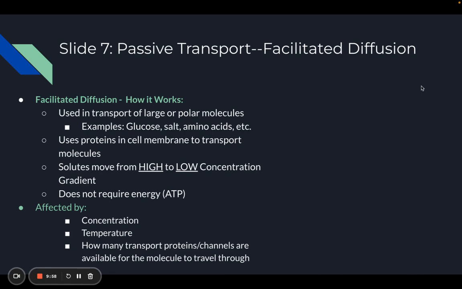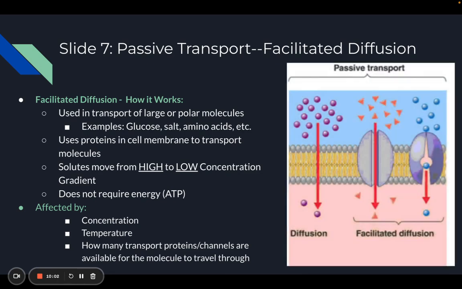Facilitated diffusion is similar to simple diffusion that we spoke about earlier. But what it can do is it can transport large polar molecules. As I stated earlier, diffusion works better for small, nonpolar molecules, but sometimes large or polar molecules need to be able to pass through the cell membrane. So examples of large or polar molecules could be glucose, salt, amino acids, which are the building blocks of proteins.